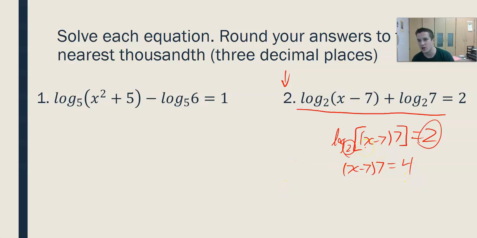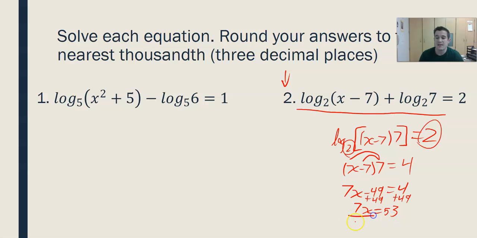Then I'm just going to solve this equation like I would a regular linear equation. I'm going to distribute 7 into both of these terms and get 7x minus 49 equals 4. Get all my numbers on the other side. Add 49 to both sides. I'm going to get 7x equals 53. Then I need to divide by 7 on both sides, and I get x equals, I think it's 7.57.